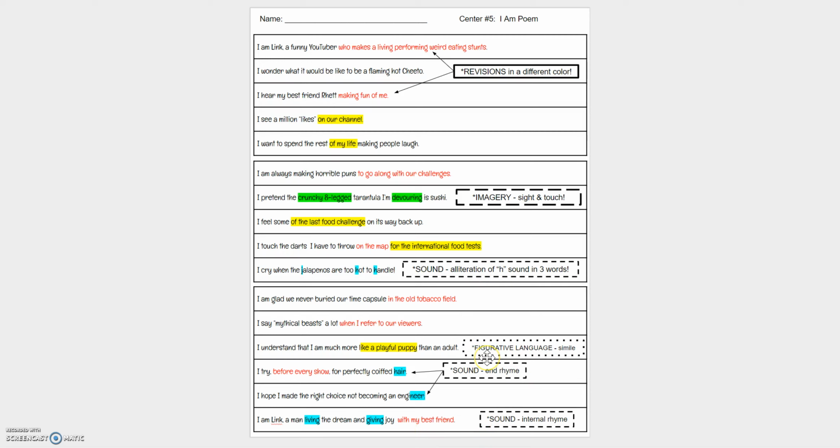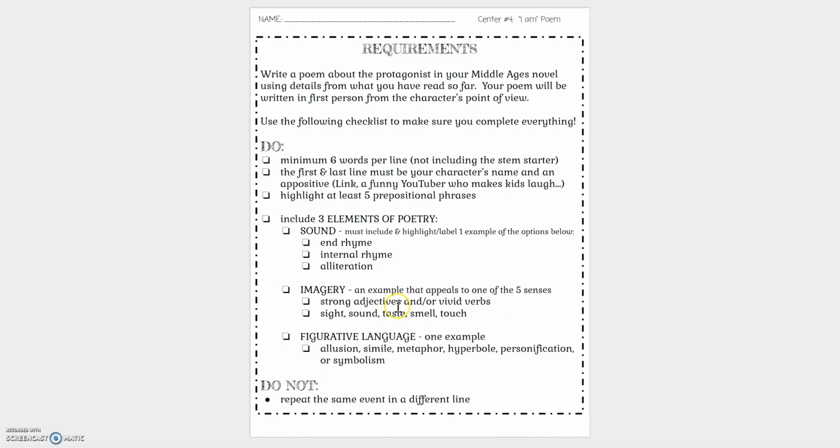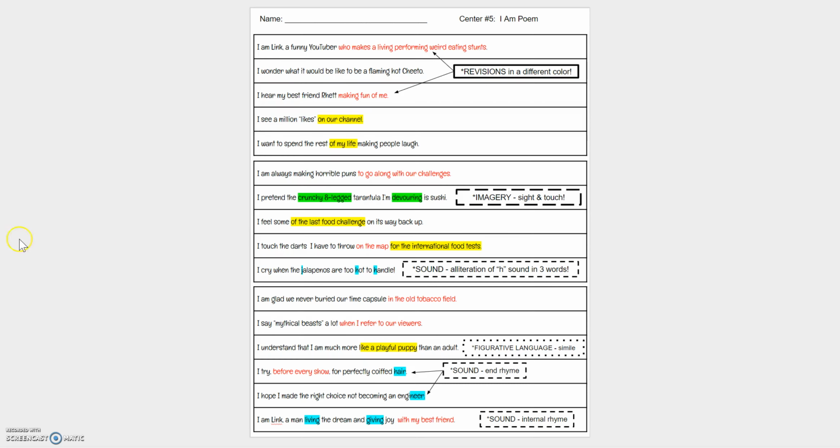So the way I have this labeled, I want you to try to do the same thing when you're doing your final draft, so that I can check to make sure you have these components. The next thing you need to include is an example of imagery. And imagery appeals to the 5 senses. You're going to use some strong adjectives and vivid verbs to describe something that you see, hear, taste, smell, or touch. And so in mine, here's my example of imagery. The crunchy 8-legged are adjectives to describe the tarantula, and devouring is my vivid verb.